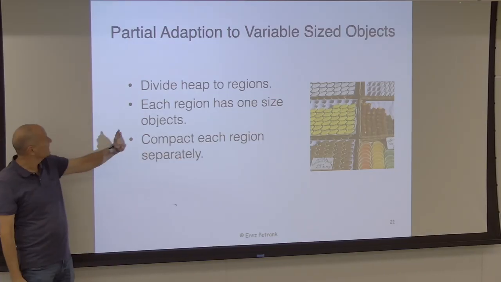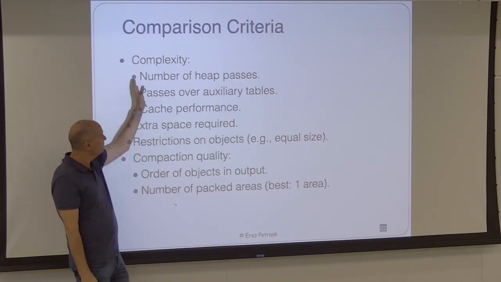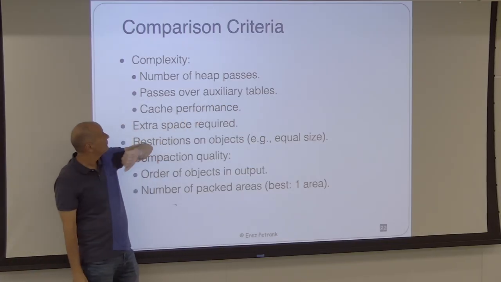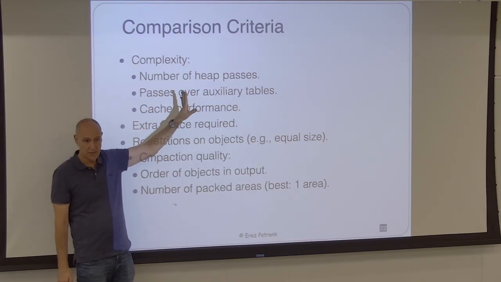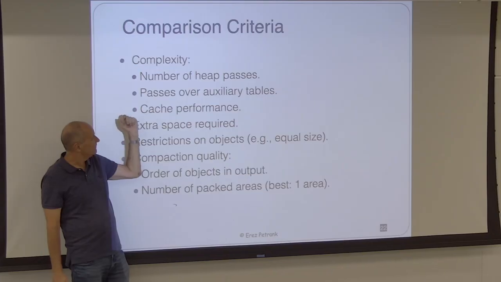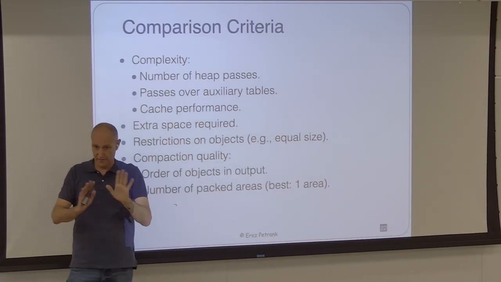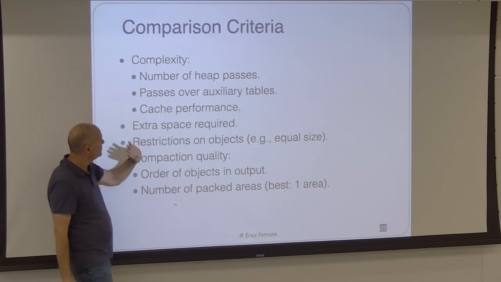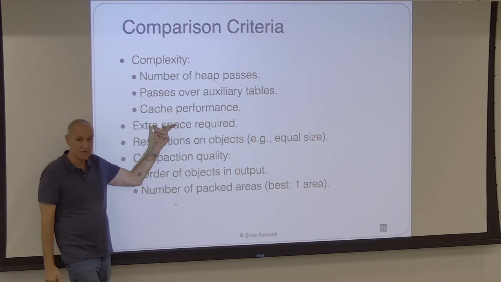Let me do the analysis first and then talk about what's bad about it. So the complexity is the number of heap passes in this algorithm. It's going to be 2. It's going to be very good. I don't have any auxiliary tables here, which I will have in the future, but right now, just 2 heap passes, no auxiliary tables, cache performance.